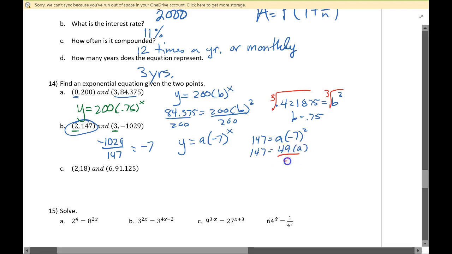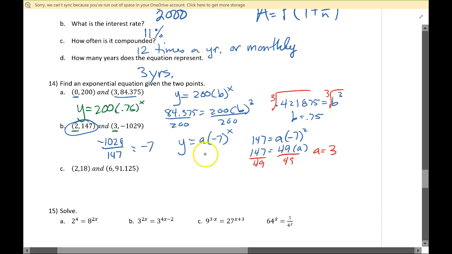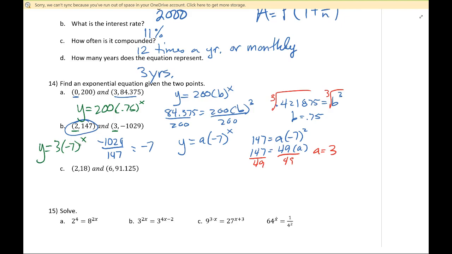Divide by the 49 on both sides to get a by itself. And so we get a equals 3. And so our equation for this one is y equals 3 times negative 7 to the x. And again, if you want to check yourself, you can always put that in your calculator and check your table and see if those points are part of the table.